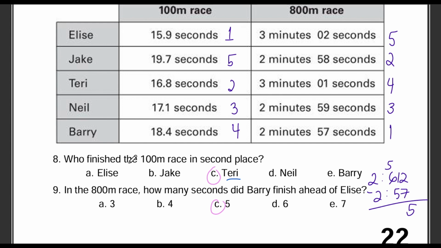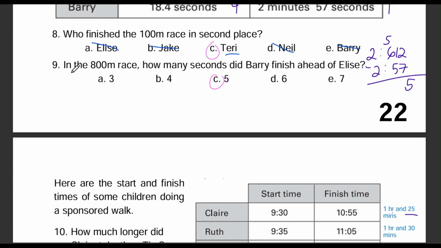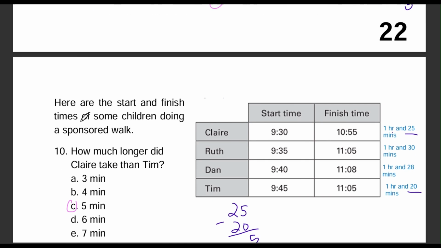Why not the others? A. Elise is first. B. Jake is fifth. D. Neil is third. E. Barry is fourth. Question 9. In the 800 meters race, how many seconds did Barry finish ahead of Elise? Was it 3, 4, 5, 6, or 7 seconds?